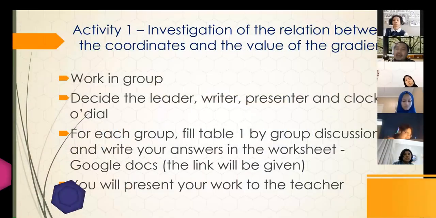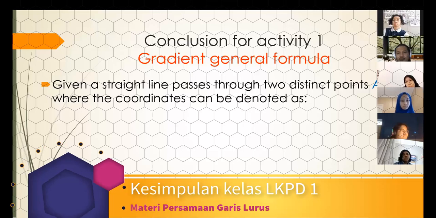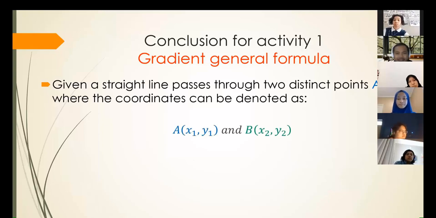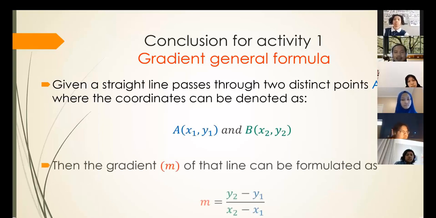So let's include what we have for the first activity. Given a straight line passes through two distinct points, A and B, where the coordinates can be denoted as this, you can write down the gradient as this, right? m is equal to y2 minus y1 over x2 minus x1. The y2 minus y1 is going to be the rise, and the x2 minus x1 is going to be the run. So we can write down rise over run, in Cartesian coordinates, as m equals y2 minus y1 over x2 minus x1. Okay, so this is the gradient formula that we get from using the concept of rise over run.